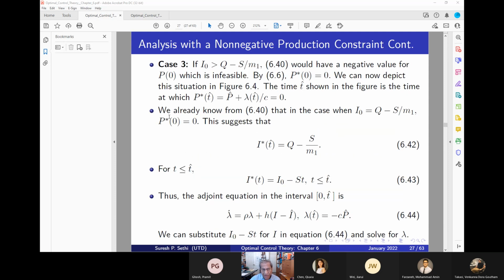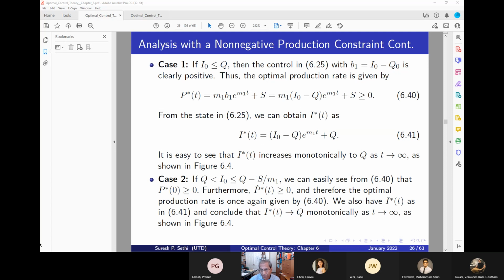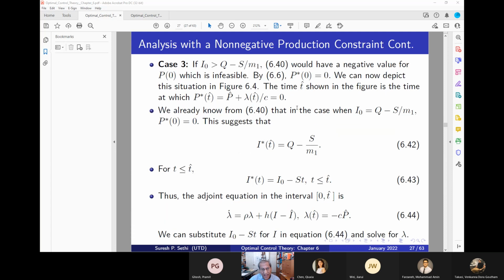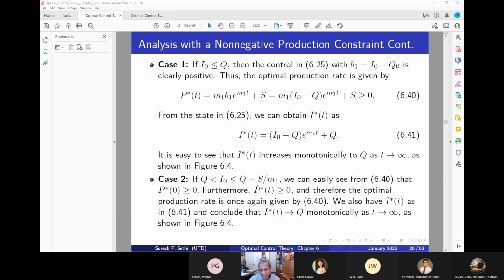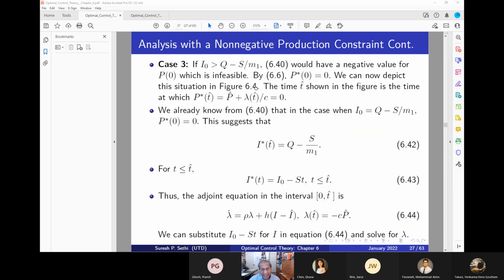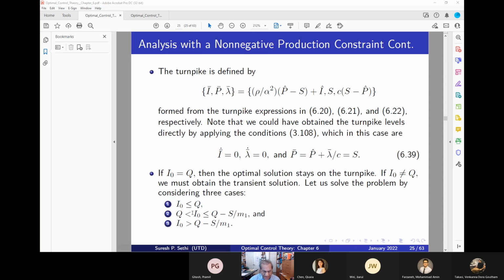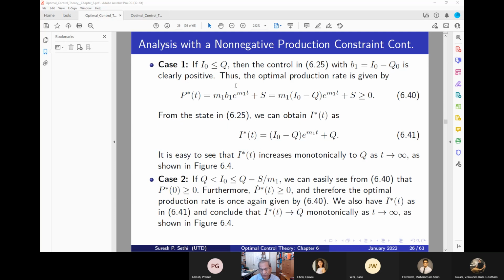Case 3 is the case that's more complicated. I have I0 bigger than this, which would give a negative value P0, which is not feasible. So if I go to 6.40 and I put this value, I0 bigger than Q minus S1, then because M1 is negative, I will see that P star T will become negative in case 3, and it becomes 0 exactly at this quantity. So that's how I got this value Q by S1 here.